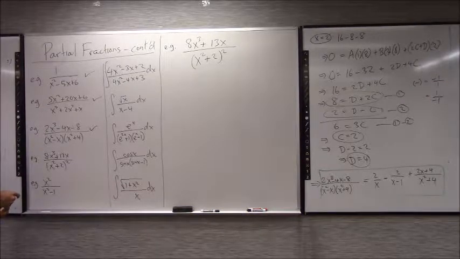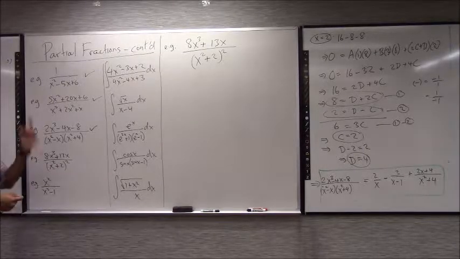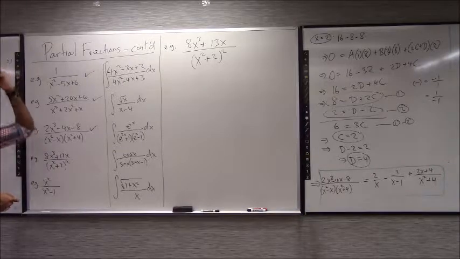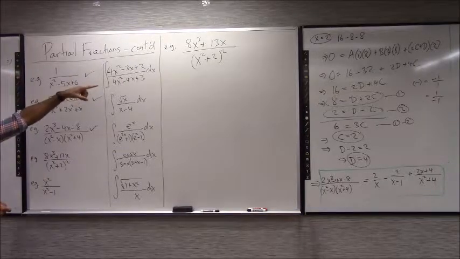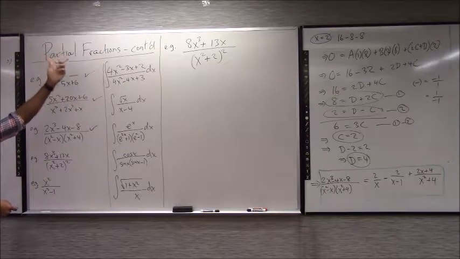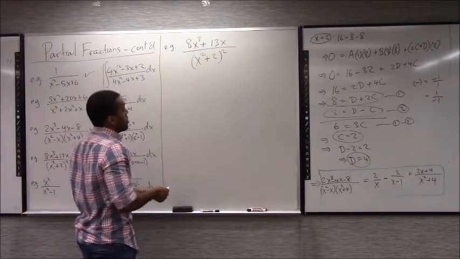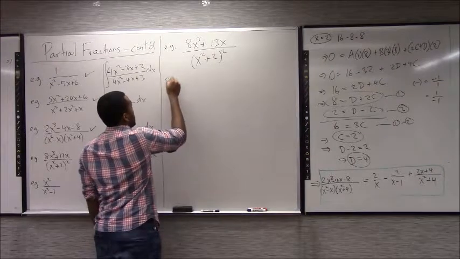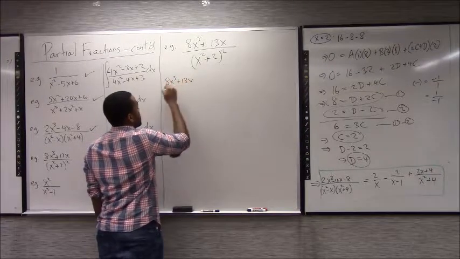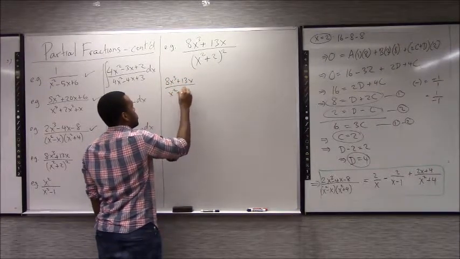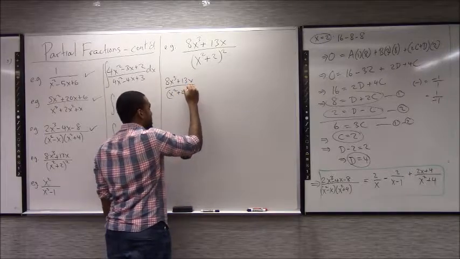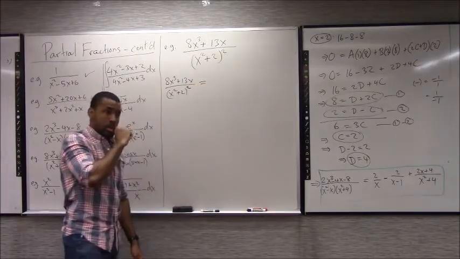Can we jump into the method here? Yes, but remember you always check first that the power on top is smaller than the power on the bottom. The power on the bottom in this case is x to the 4, the power on top is x cubed. So we can start by doing our breakdown. So we have 8x cubed plus 13x over x squared plus 2 squared. How would we break that up?